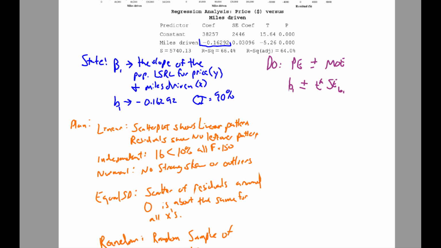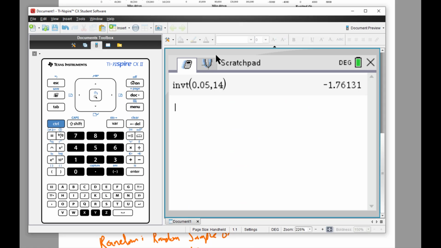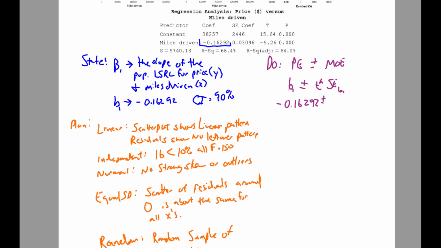Again, we know what our B1 value is. We set it right in the middle, the beginning of our state part, right? Our B1 is negative 0.16292. We're going to say plus or minus our T star value, which we said was going to be on our calculator, we said was 1.761. Now, again, if you don't have a calculator to calculate that, we can use our tables.